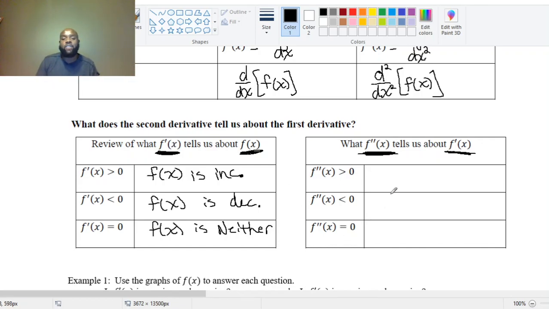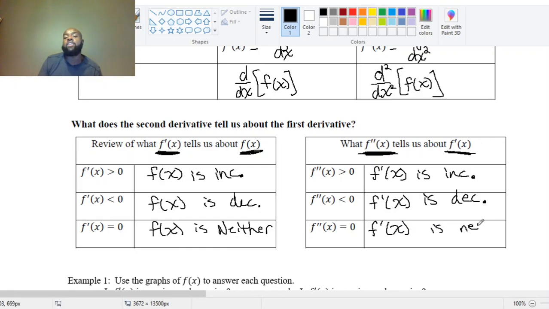And so I basically can fill this chart in the same way, where the second derivative is greater than 0 or positive. That means the first derivative is increasing, okay? Where the second derivative is negative, that means the first derivative is decreasing. And then when the second derivative equals 0, that means the first derivative is neither increasing nor decreasing. And we saw that there's going to be a horizontal tangent line when that happens on our graph. All right. So that's the relationship.